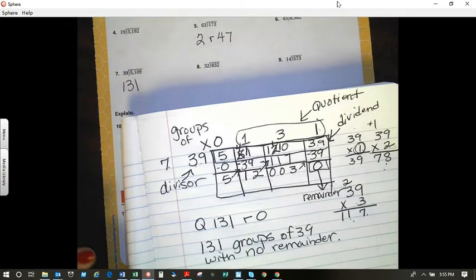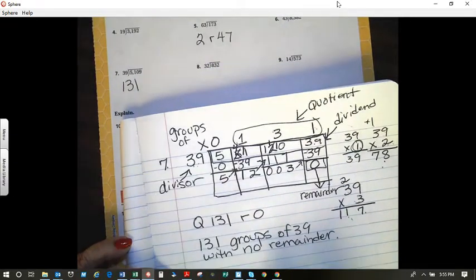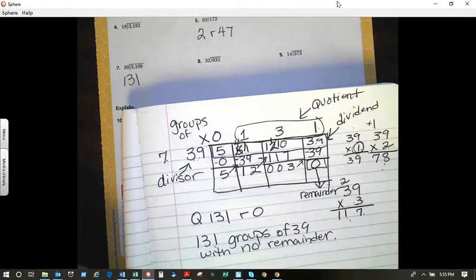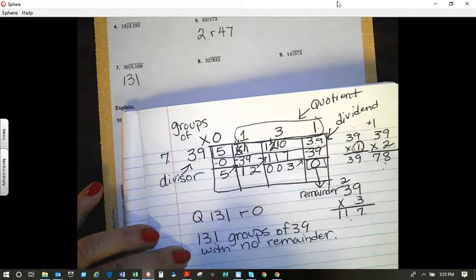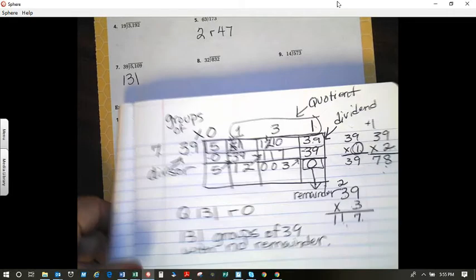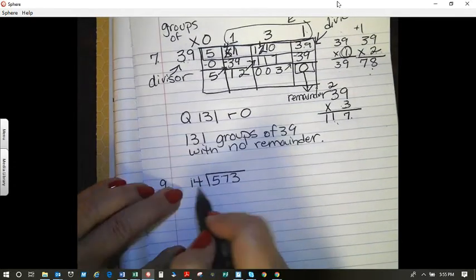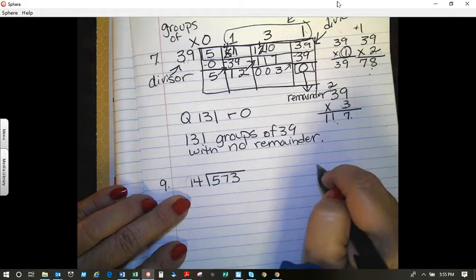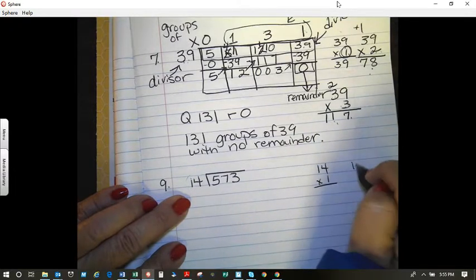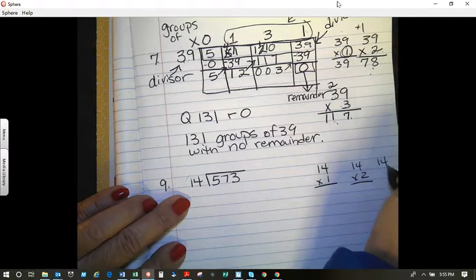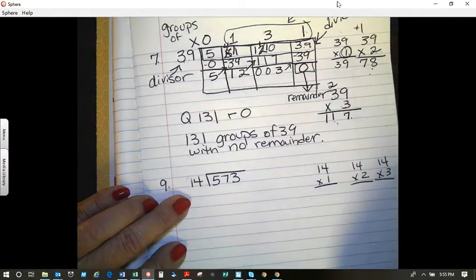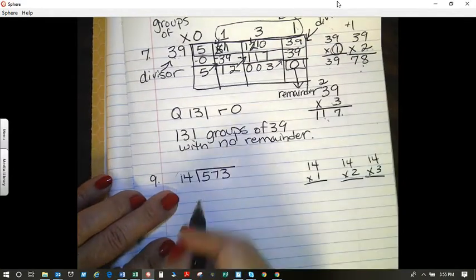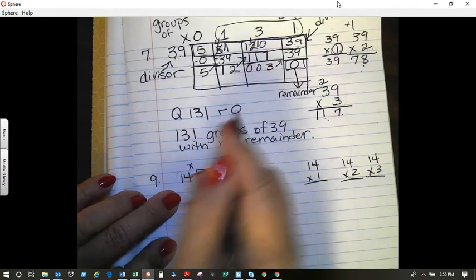And let's look at number 9. Since I still have space, I'm going to go to my number 9. And I have 14 goes into 573. Okay? No matter how many digits you have, you still need to figure out how many of this number. So it's always going to be a 14 times 1, a 14 times 2. So 2 groups of 14, 1 group of 14, a 14 times 3, 3 groups of 14. So you can keep multiplying that out, and then you can figure out which one is going to fit.